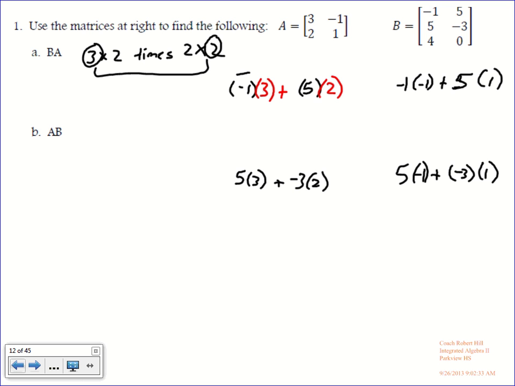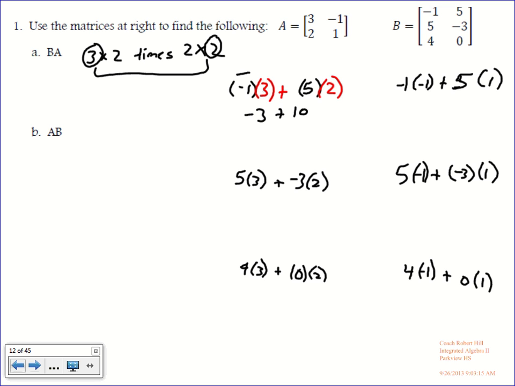Now I'm ready to do the third row. The third row times the first column gives me my answer in the third row, first column. So 4, 0 times 3, 2. 4, 0 times -1, 1. Now, this goes back to the very first thing we did. I set up my matrix, then it takes me 3 rows of writing to work it out.